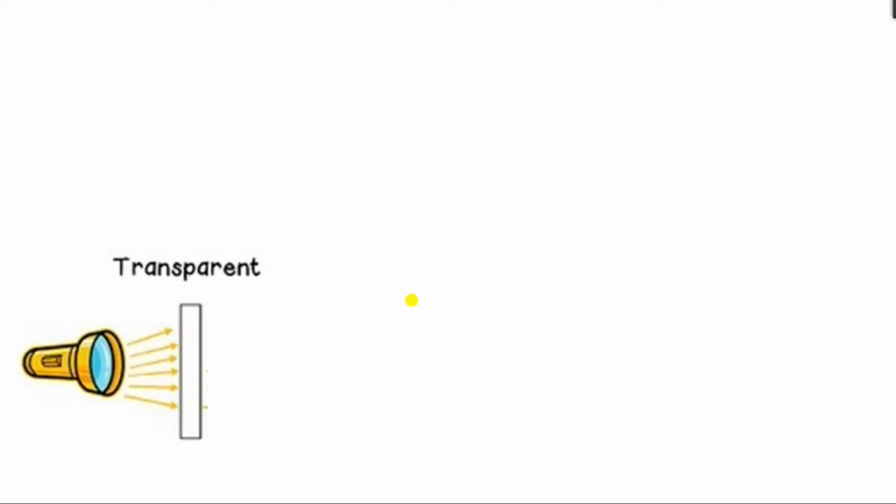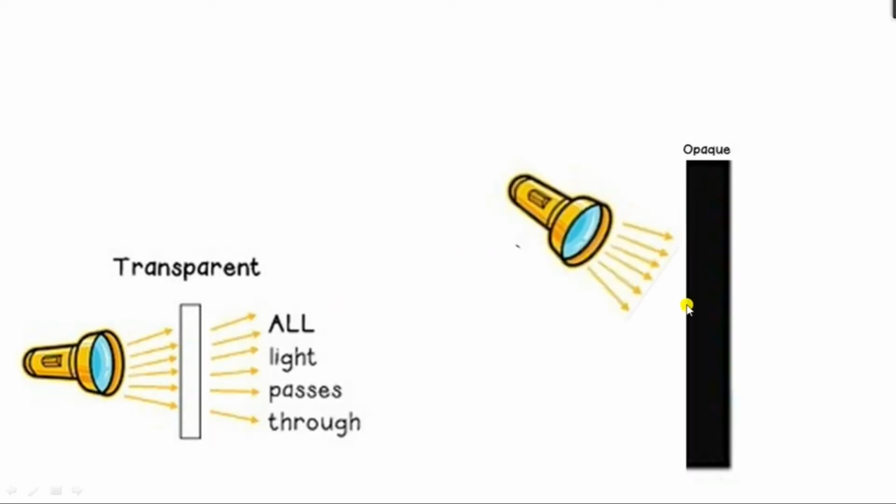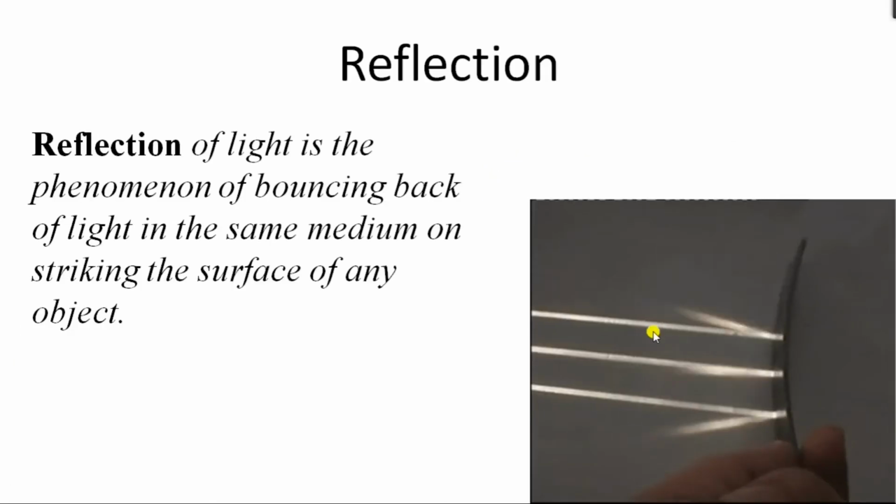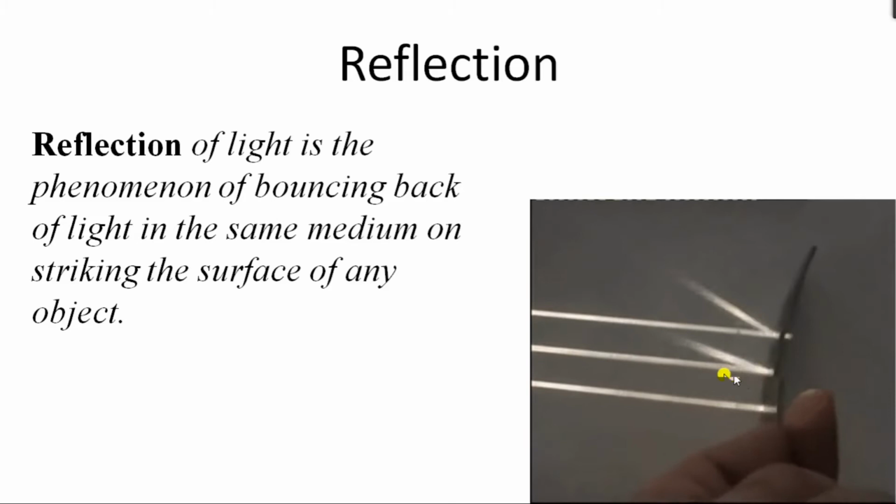We already know the transparent object allows the light to flow through them, but opaque objects do not allow the light to pass through them, so light gets bounced back from the surface, and this process of bouncing back of light is called reflection of light.